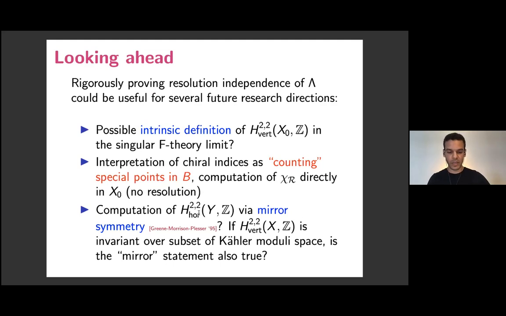And finally, it's known and has been pointed out in the literature that for pairs of elliptic Calabi-Yau which are mirror dual to one another, the vertical cohomology of a Calabi-Yau X, which is mirror dual to Calabi-Yau Y, is isomorphic to the horizontal component of the 2,2 cohomology in the mirror case. So one might speculate: if the vertical cohomology is invariant over a subset of the Kähler moduli space, is the mirror statement also true, namely that the horizontal 2,2 cohomology subgroup is invariant over some subset of complex moduli space, for complex deformations of the mirror Calabi-Yau Y? If this is possible, it may give a handle on getting a more complete picture of flux backgrounds in F-theory compactifications, where we not only compute the vertical cohomology, but also the horizontal cohomology.